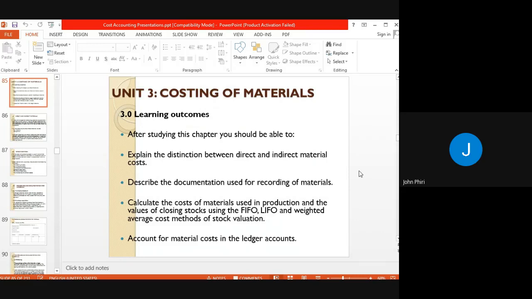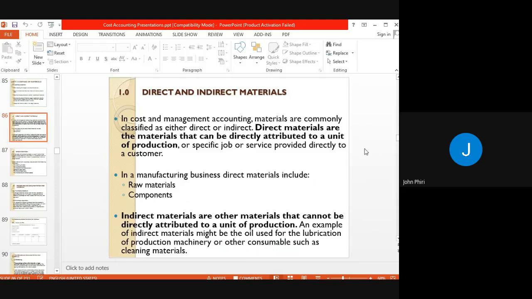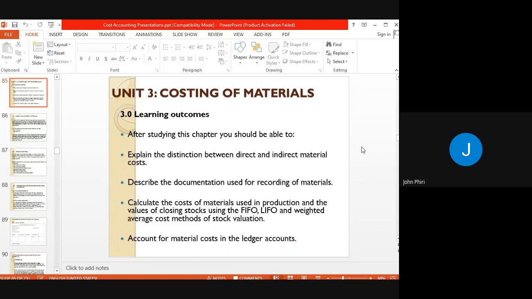The one we're going to spend more time on is the calculations. But these two also are quite theoretical and they tend to be quite a bit long. So, by the way, when we're talking about materials, what are materials as far as business is concerned?